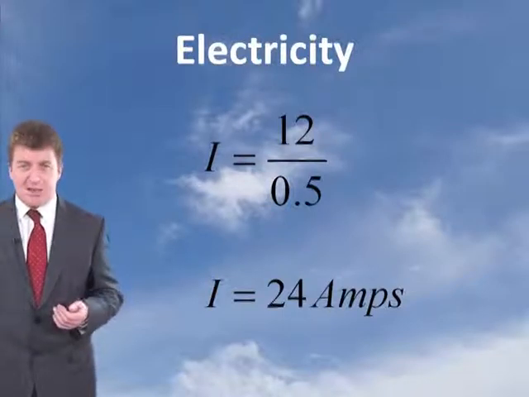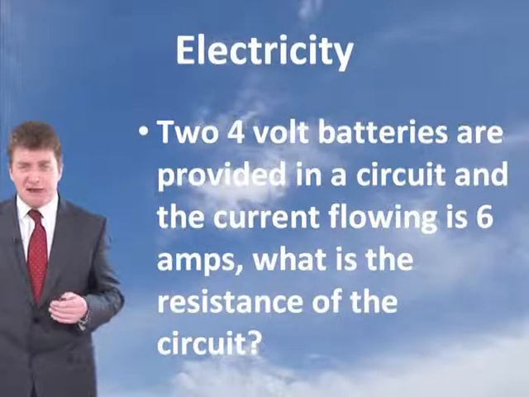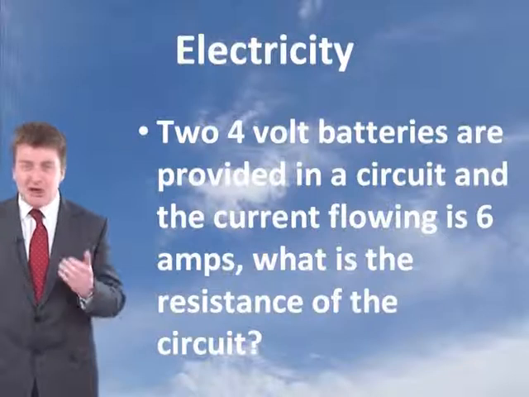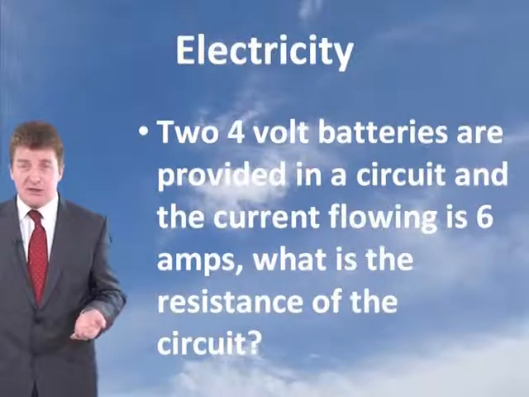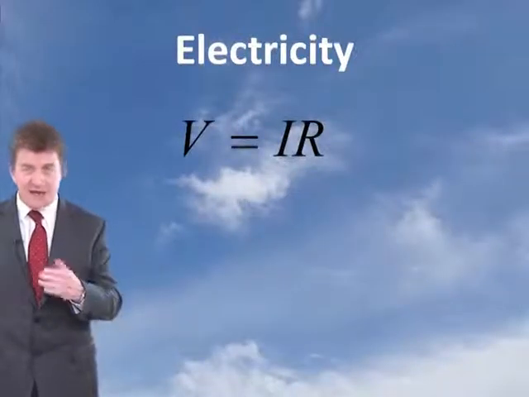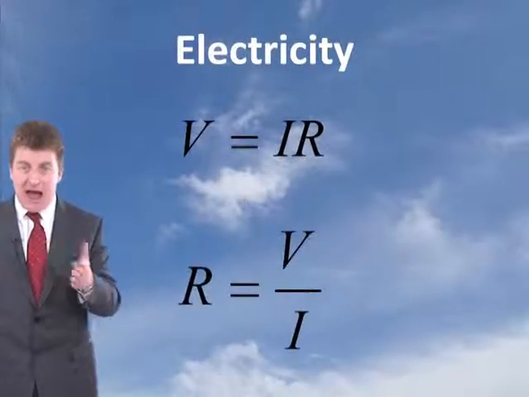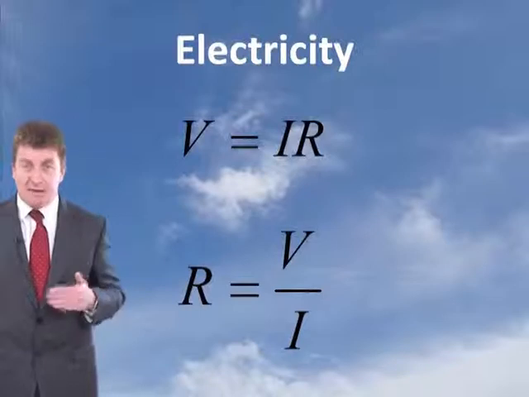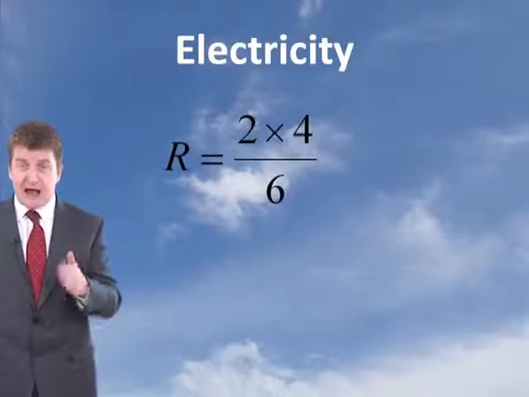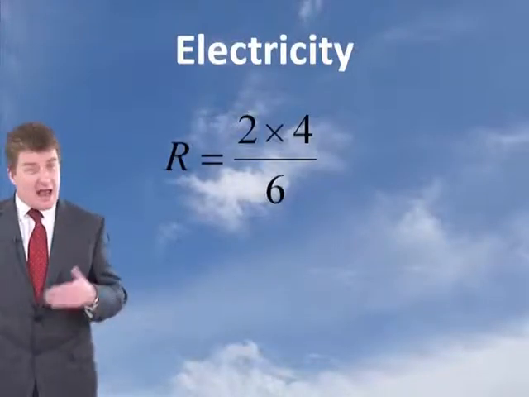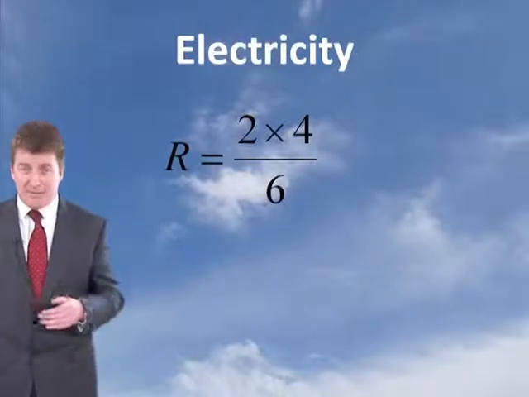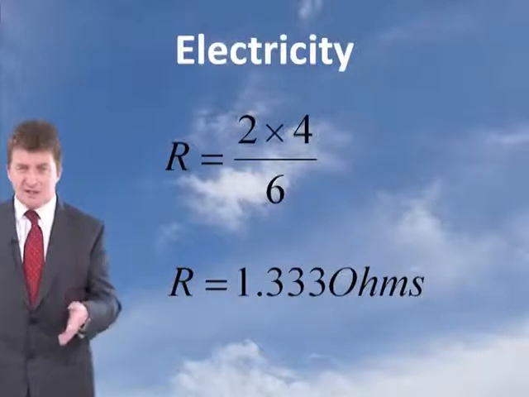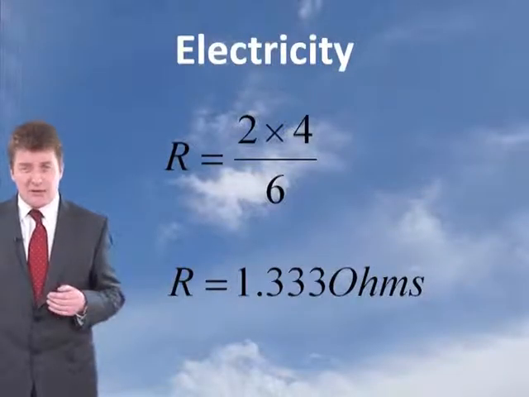Let's do another example. Two 4-volt batteries are provided in the circuit and the current flowing is 6 amps. What is the resistance of the circuit? Well, this is the formula again, V equals IR. If you transpose it, this time it's R equals V divided by I. If you insert the known values, R equals 2 times 4 divided by 6, it tells you the resistance is 1.333 ohms.